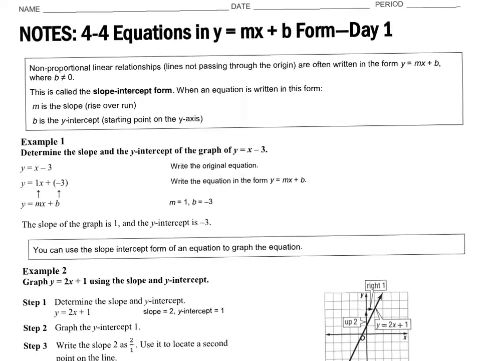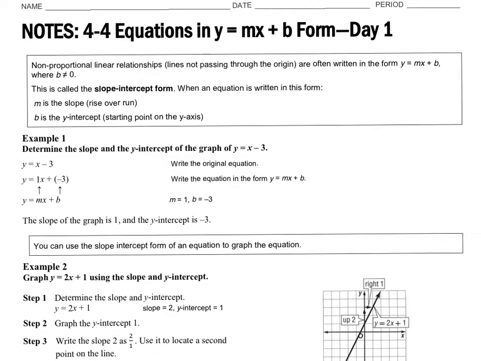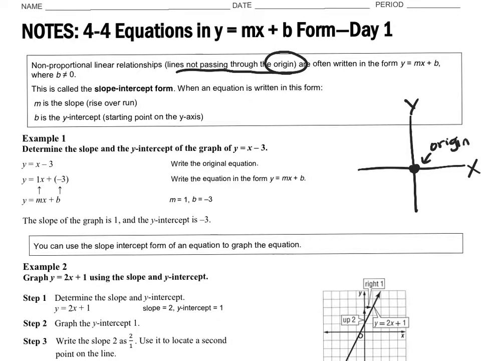It says non-proportional linear relationships: lines that do not pass through (0, 0), or do not pass through the origin. Remember, the origin is where the x and y axes cross. So this is our origin right here. Remember, to be proportional, they have to go through the center. Does that make sense? It has to go through (0, 0), not just start there. It's often written in slope-intercept form.